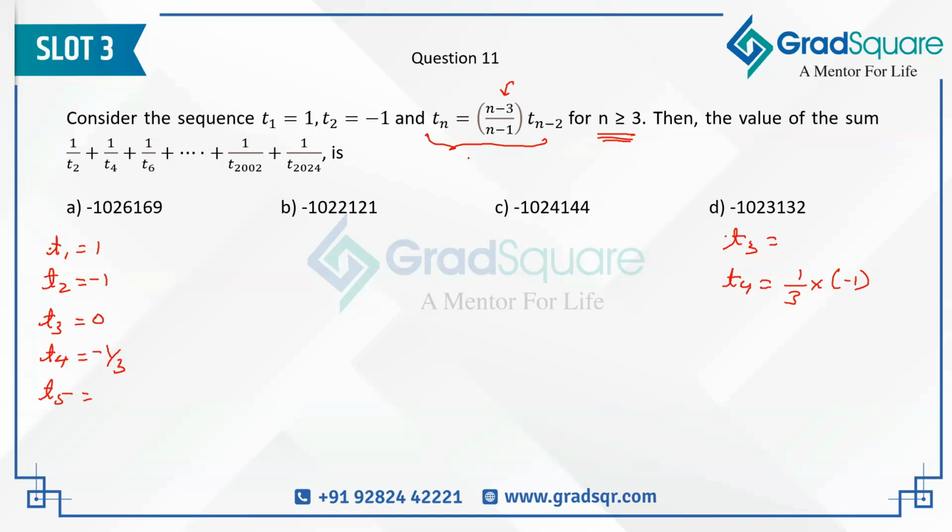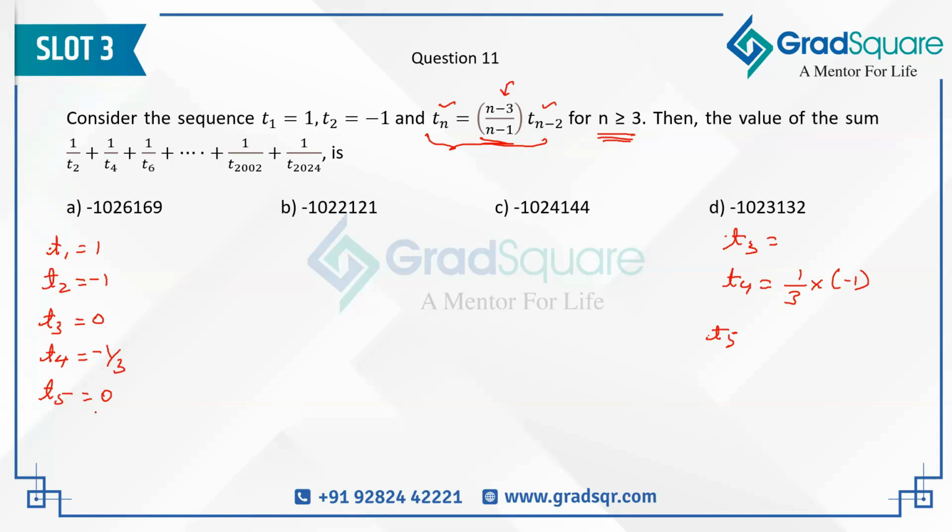So what will be T5? If I want to calculate the value of T5, now understand, it is going to depend on T3. And T3 is already 0. So T5, multiply this bracket by T3. That is going to give me 0 only, right? So T5 also turns out to be 0. Now, similarly, T7 will depend on T5.